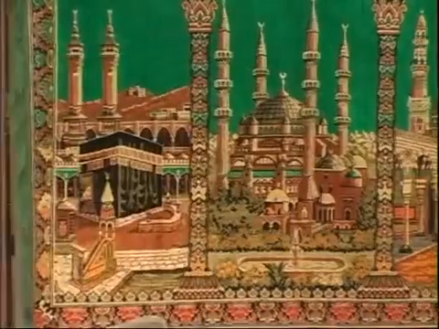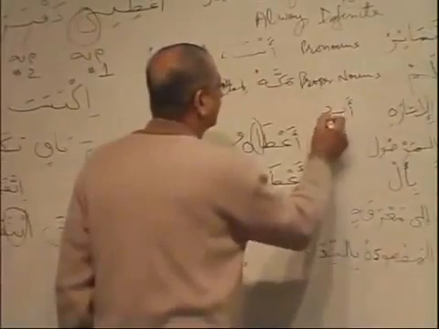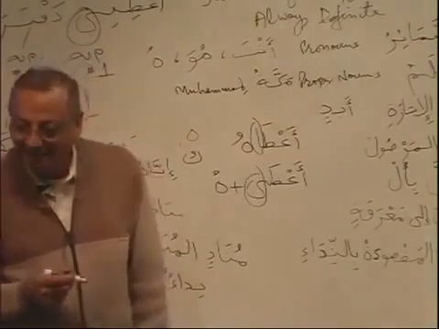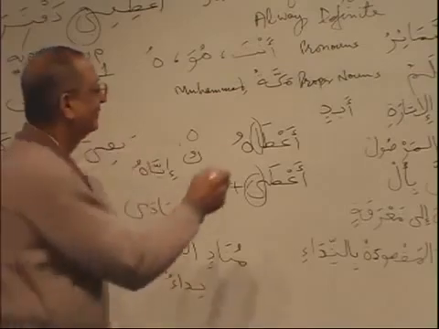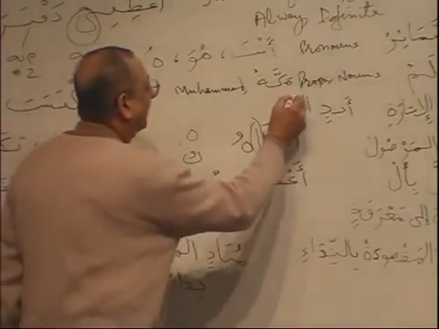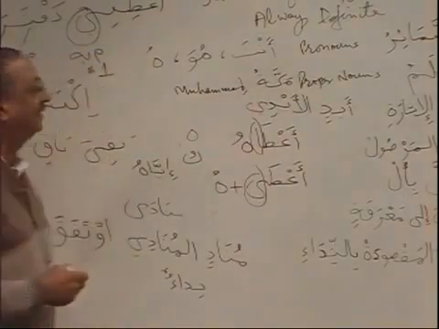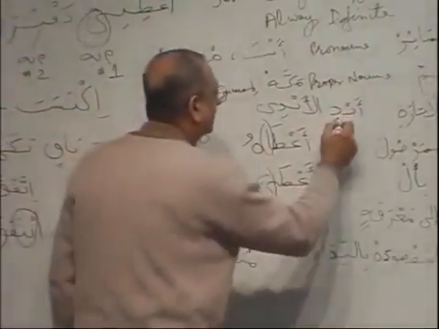Yadun, aydin. Why aydin, brother? What kind of a noun is this? Mankus. What is it? Mankus. Put alif lam: al-aydi. Very important to remember. Al-aydi. Got the idea? This is mankus. Aydin. Inshallah, you remember. Okay, brothers and sisters.